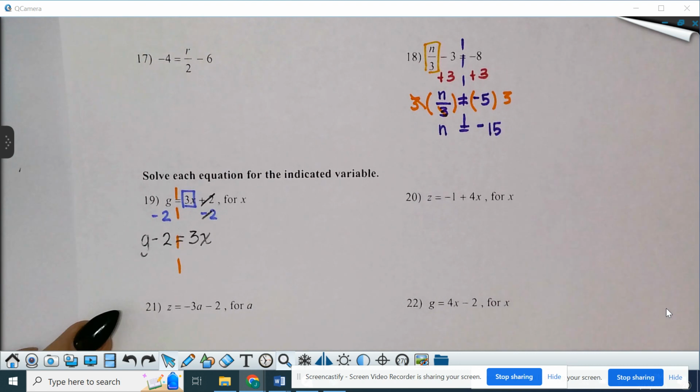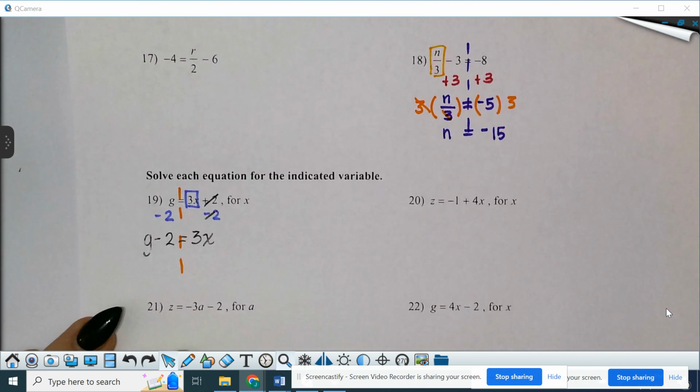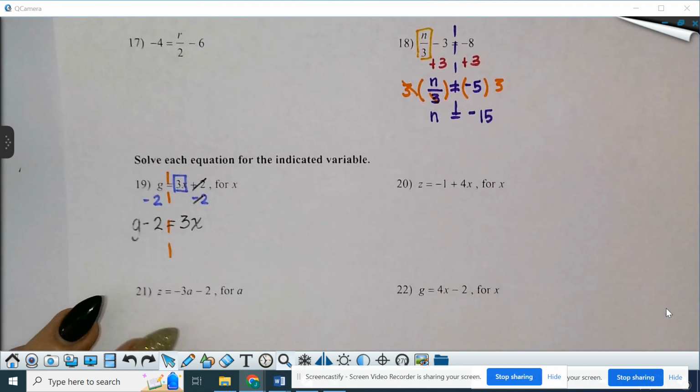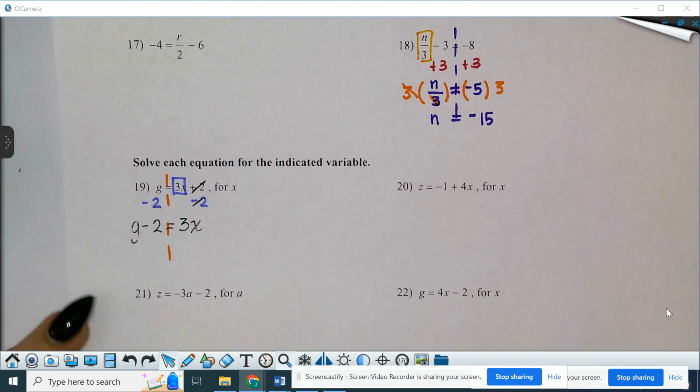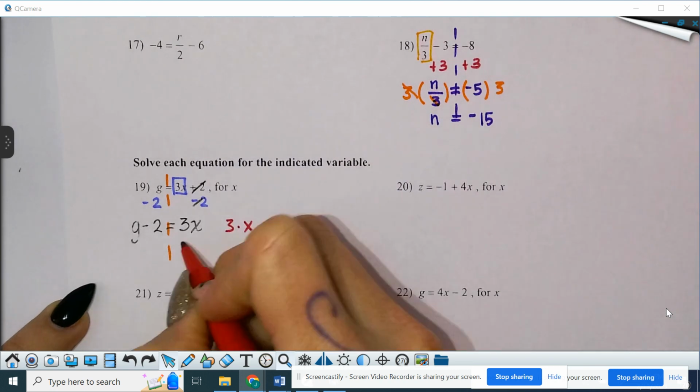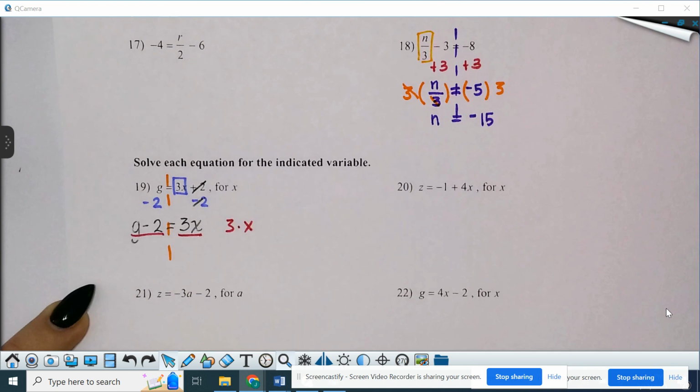Good answers. Now, what's my problem right now? What number do I need to get rid of? Who's over there with x that's got to go? Because we need x by itself. Yes, 3. How is 3 attached to x? Yep, 3x is the same thing as 3 times x. And to undo multiplication, we're going to divide. What are we going to divide by? What number?